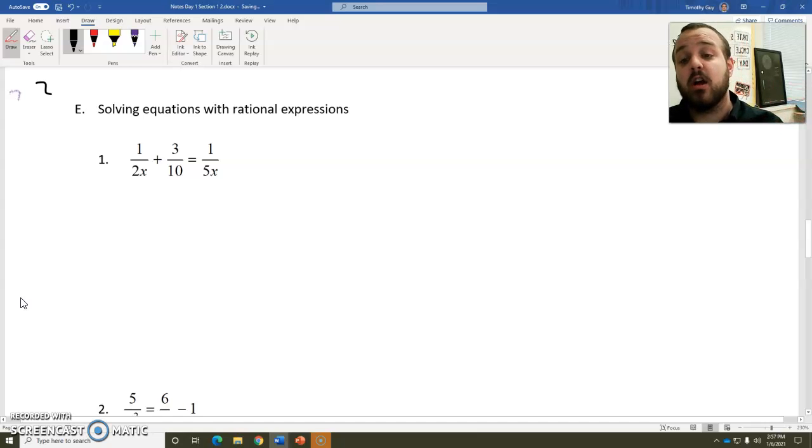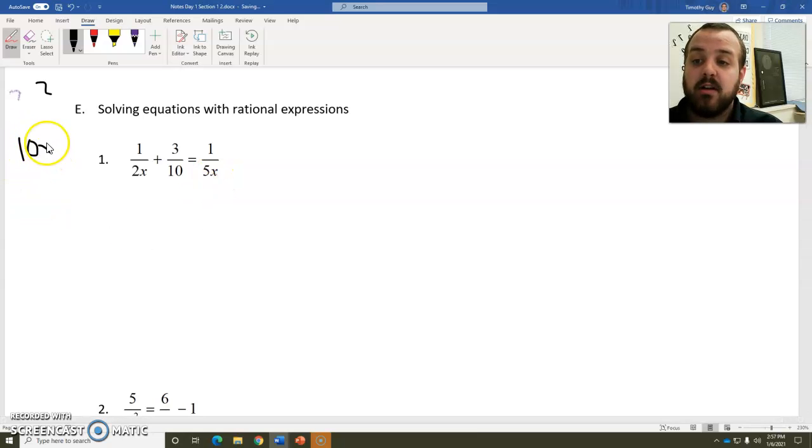We used it earlier in the year, where you basically find a common denominator and multiply every term by that to cancel out all the denominators and leave you with an expression that doesn't have those things in the denominator. So for example, when I look at number one here, a common denominator for 2x, 10, and 5x would be 10x, right? All of our denominators go into 10x. So I'm going to multiply each term by 10x.